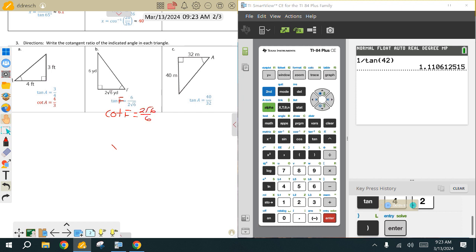And then what can I do with that? 1/3, right? So the answer should have been what? Root 6 over 3 for the cotangent ratio. I need to update that too. So on that one, that's what I did.